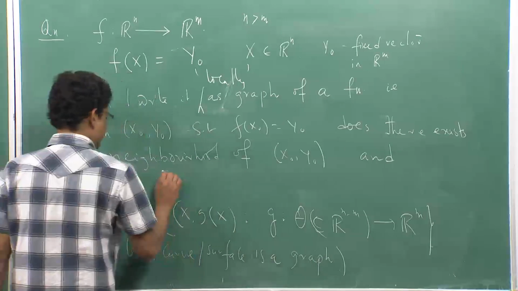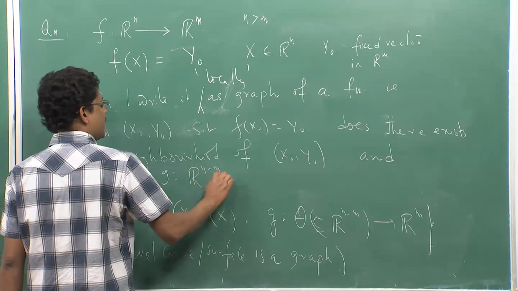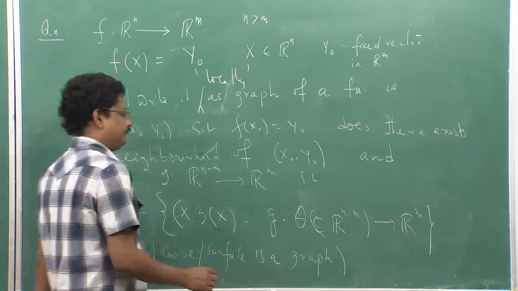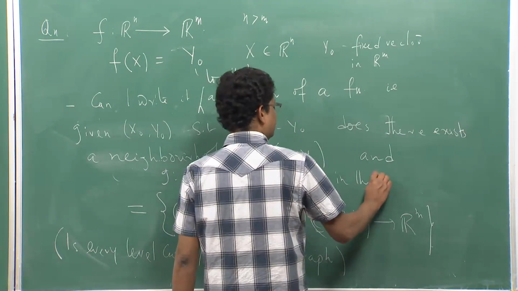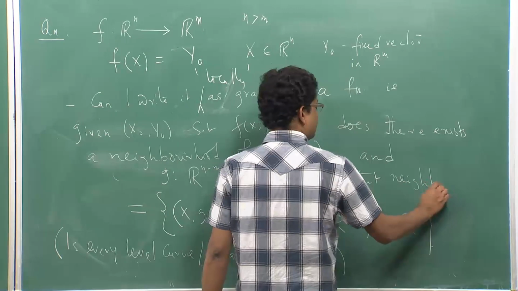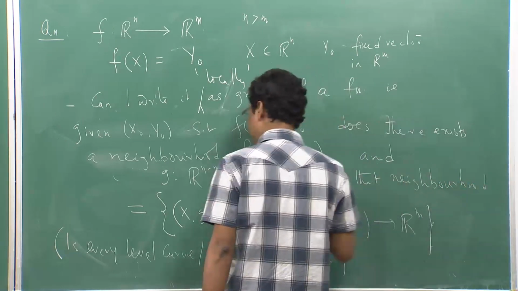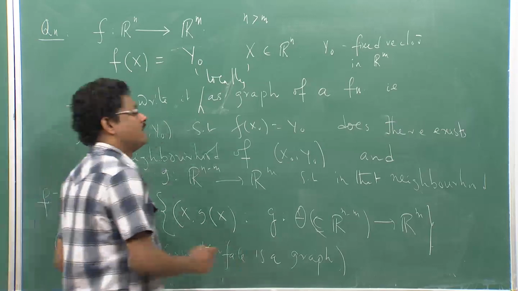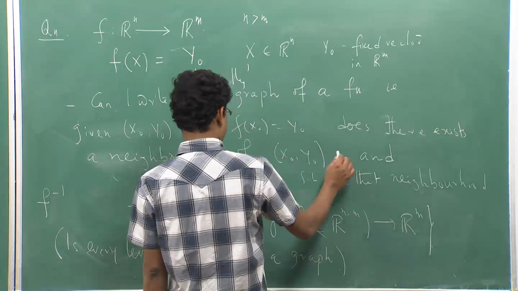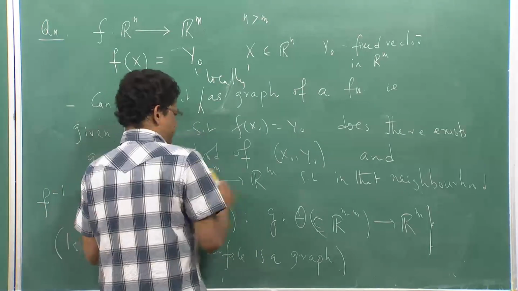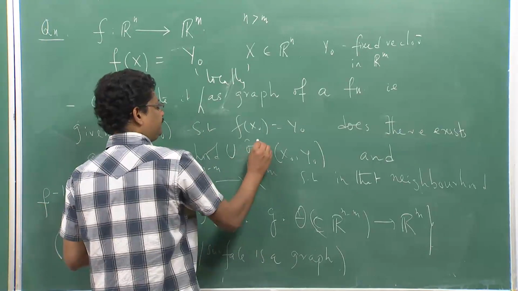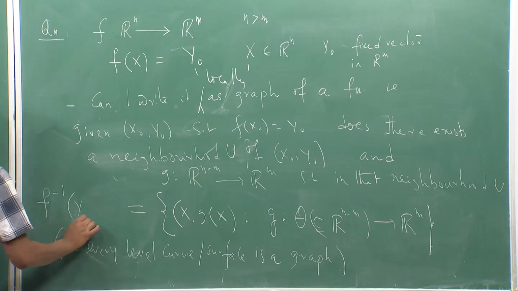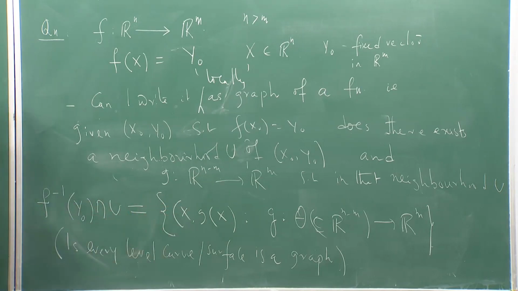and g from R n minus m to R m such that in that neighborhood, let us say, does there exist a neighborhood, let us give it a name U, in that neighborhood U, f inverse of y naught intersection U is the graph of this function.